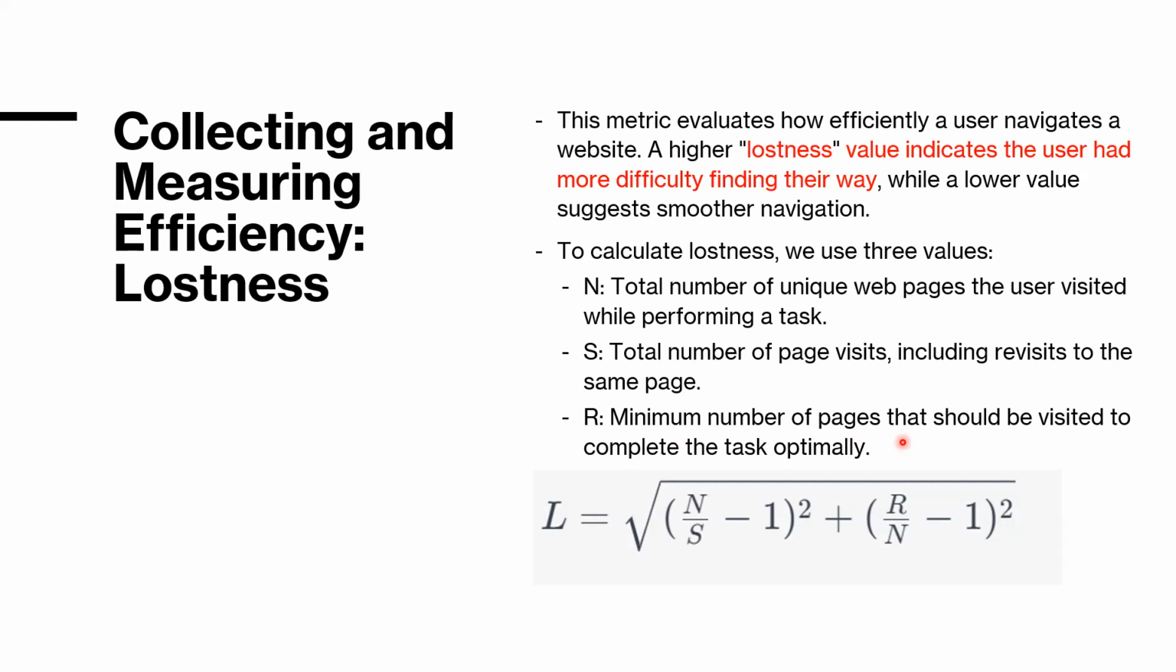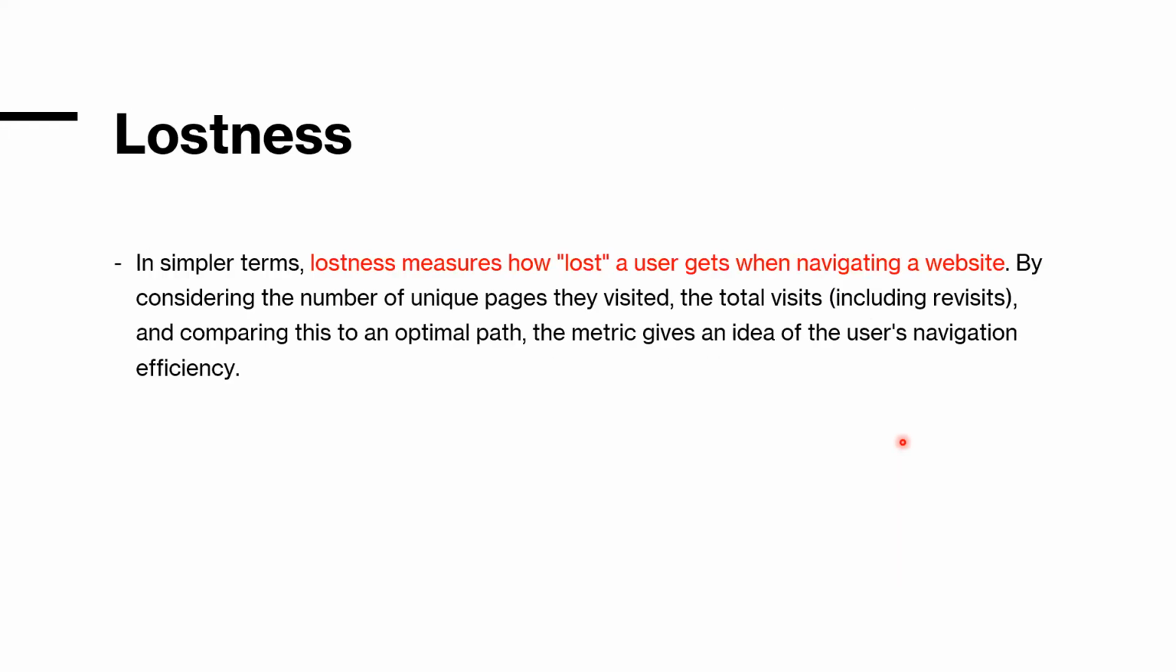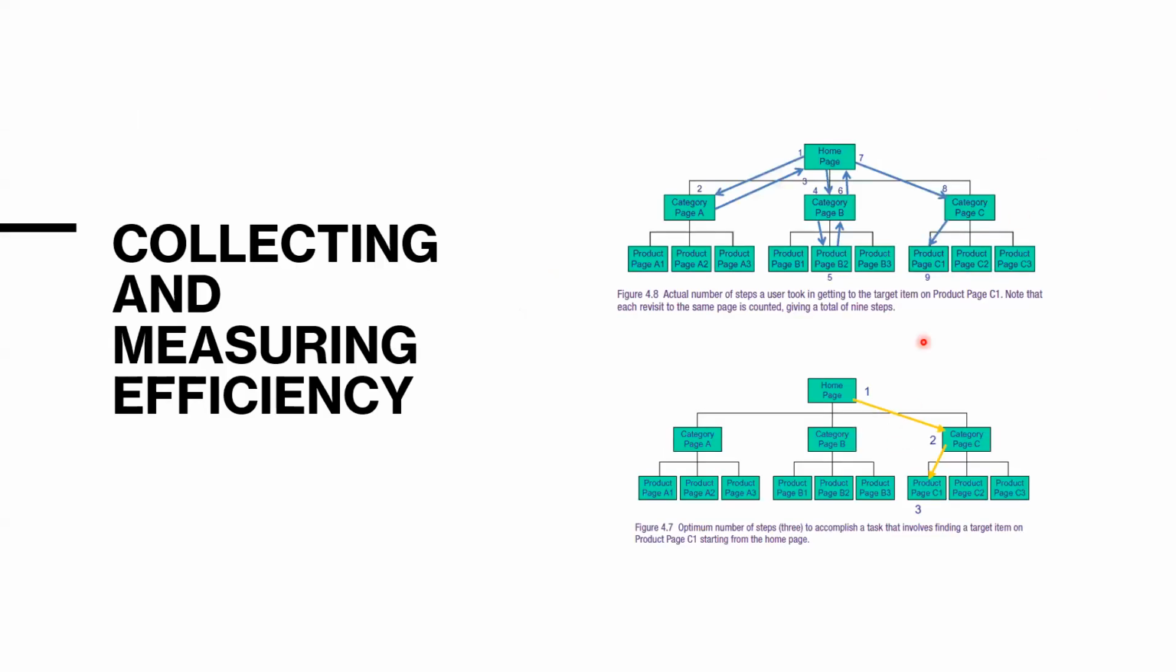For example, the user only needs to go through 3 pages. So this is the minimum number, right? So lostness measures how lost a user gets when navigating a website using a mobile. If you see the 2 diagrams here, okay, this is the shortest one, the minimum: 1, 2, 3, then the user accomplished it. But in this one the user is lost, right?